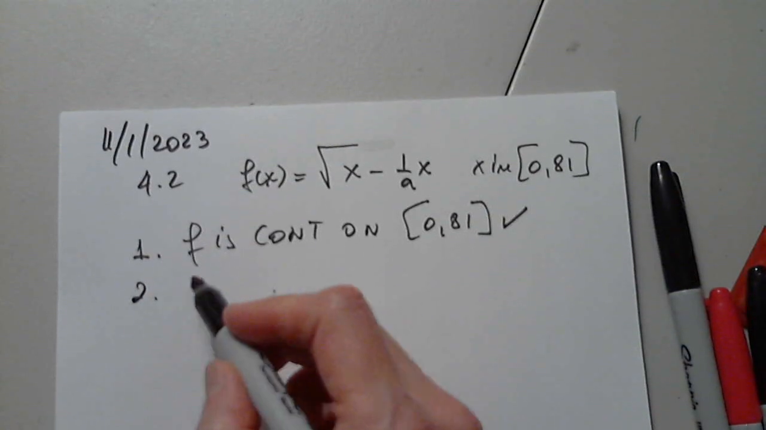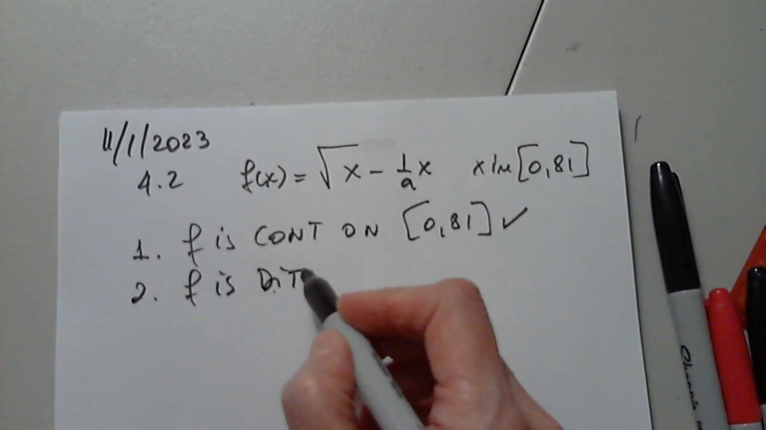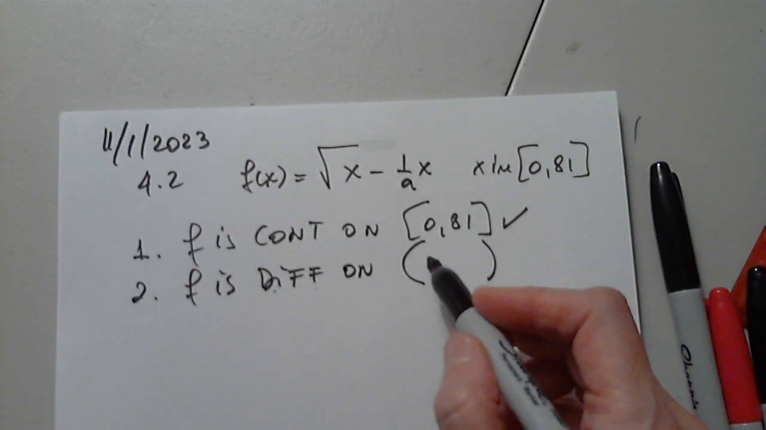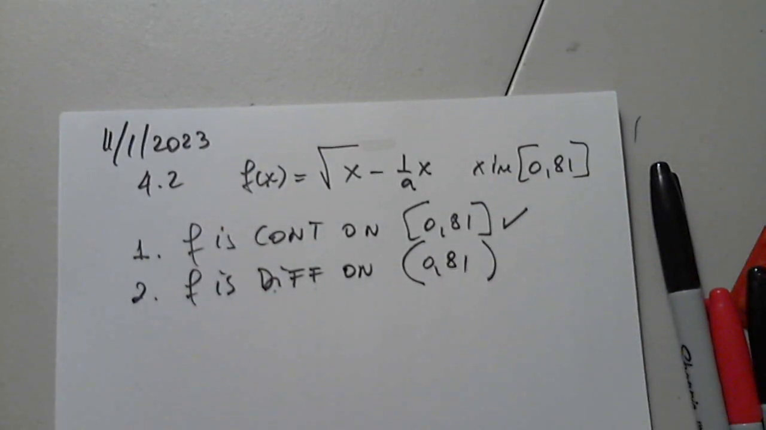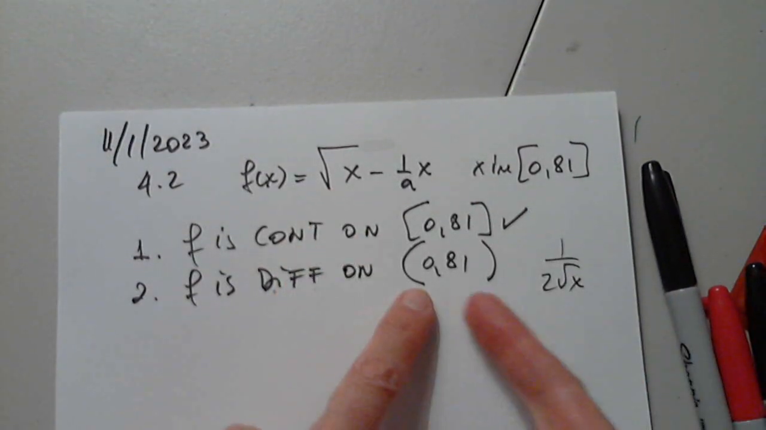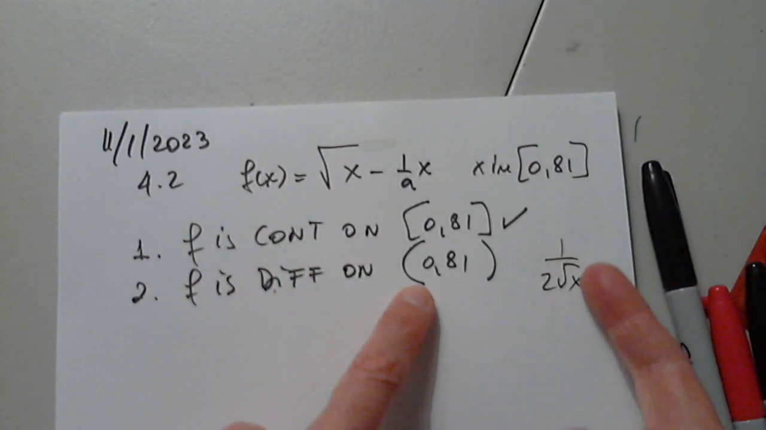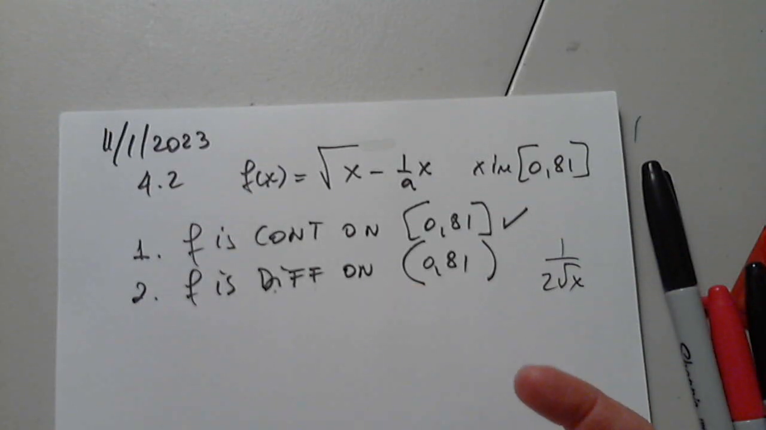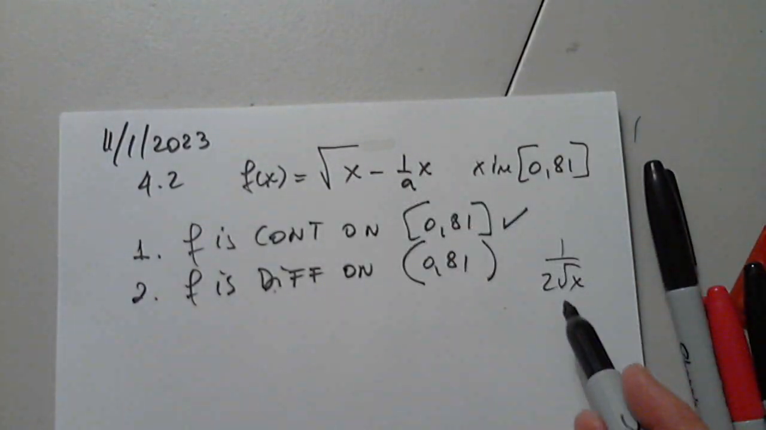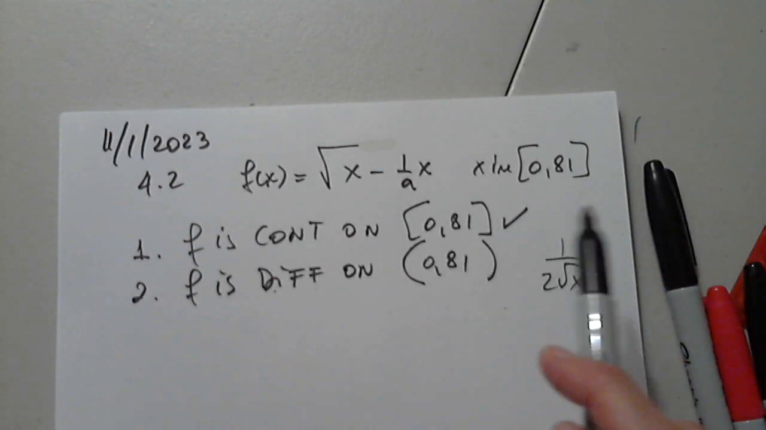Number 2, f is differentiable on the open interval 0, 81. That's true, because when I differentiate this, I get 1 over 2 the square root of x, and it will not be differentiable at 0. It's undefined at 0. And this is differentiable everywhere. And this is differentiable on 0 open to infinity.